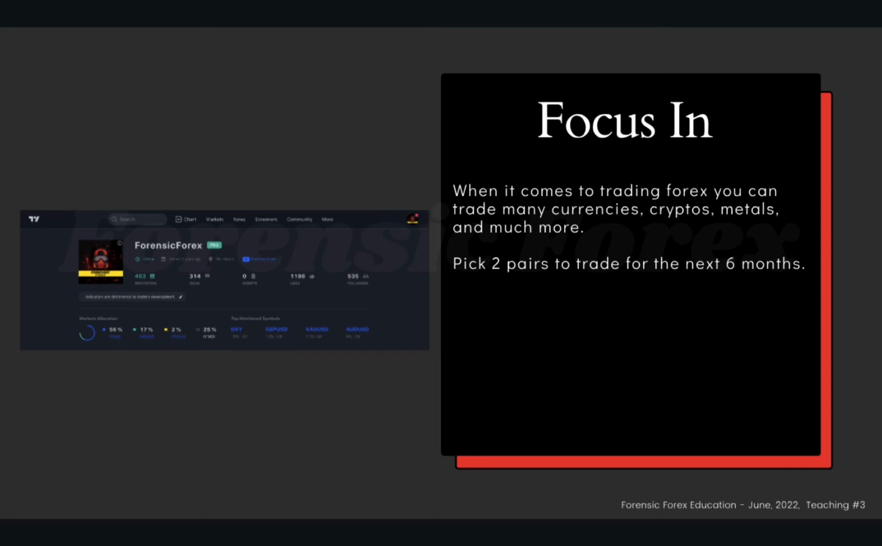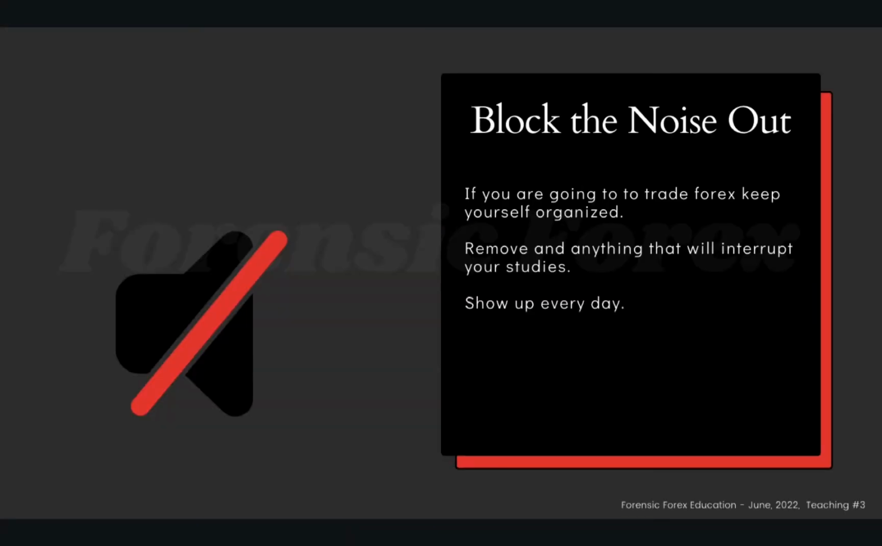Pick 2 pairs to trade for the next 6 months. You do not want to overwhelm yourself during your learning process. Allow yourself to get familiar with 2 to 3 pairs and their tendencies. You will learn that pairs have their own unique characteristics and price action. Block the noise out. If you're going to trade Forex, keep yourself organized. Remove anything that will interrupt your studies. Show up every day. Over the years, I have studied and posted many of my experiences with the markets.